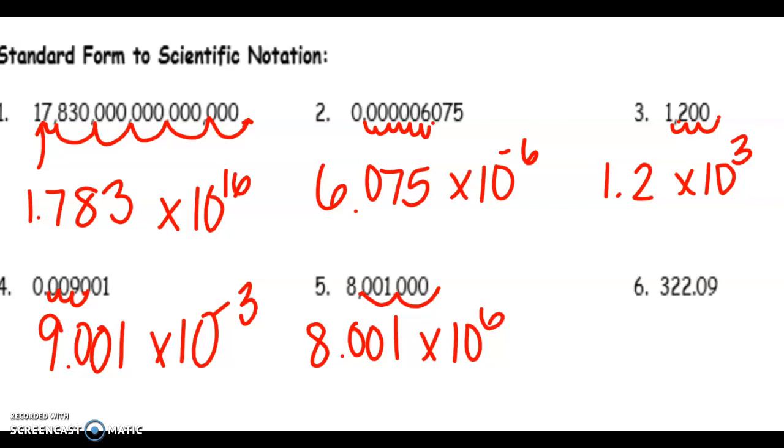Okay, so this one's not technically in scientific notation. However, I want it to be in scientific notation. So I still want my decimal here, so 3.2209. And I'm only counting how many places I'm moving it. So 3.22 is still a larger number than 1, so it's still going to be positive. I just move it 2 places, and then that's all that my answer is.